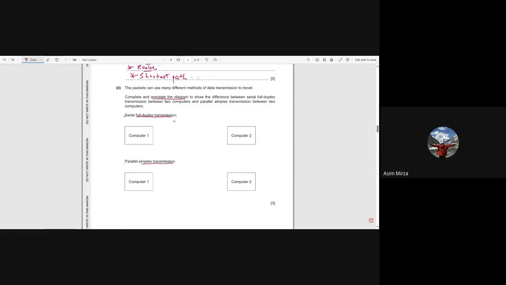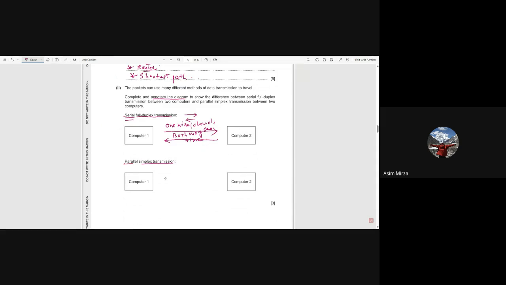Serial means one wire, one bit at a time, right? Full duplex means both ways. Full duplex means both ways, right? And what is serial? Serial means one wire, so the data can be transmitted over one wire or channel, and the data can go both ways at the same time. Clear?